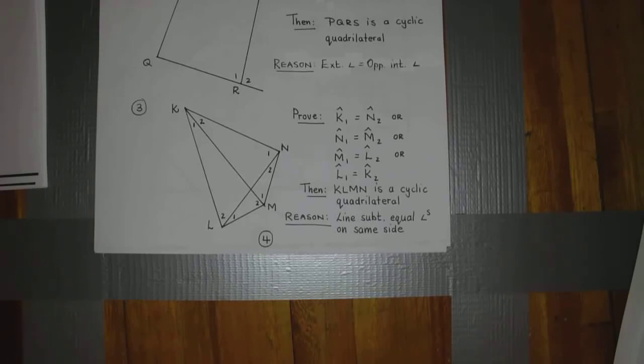Got it? So you can actually see, there needs to be one line that subtends two angles, but careful, on the same side. The line can't go one way and then go a different way. That can't happen. And that's why the reason says the line subtends equal angles on the same side. So that's the 3 ways, only 3 ways you can prove something is a cyclic quad. Next.